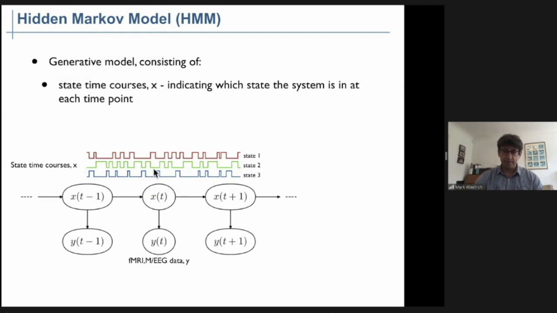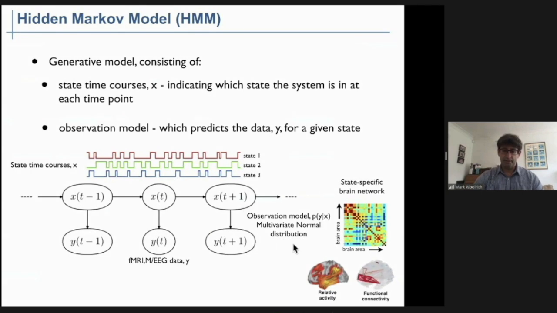We then have what we call the observation model that says if you know what state you're in at a particular time point, then we can make a prediction about the new imaging data that we're going to record at that time point, be it fMRI or MEG or EEG. For this, there's a whole swathe of different observation models we could use, but typically the one that we use is a multivariate normal distribution.